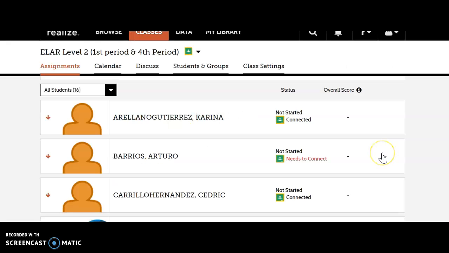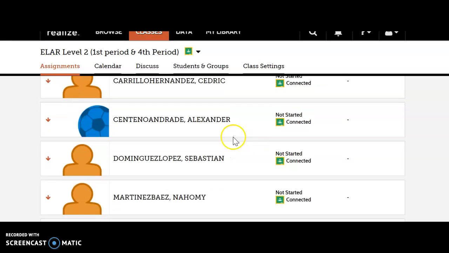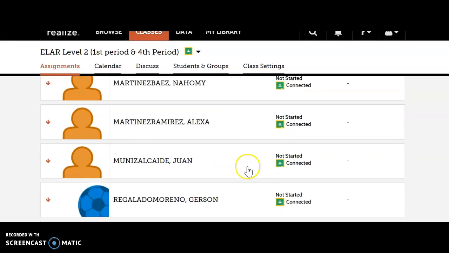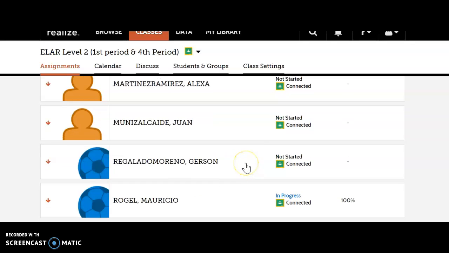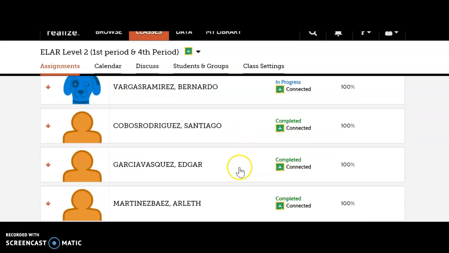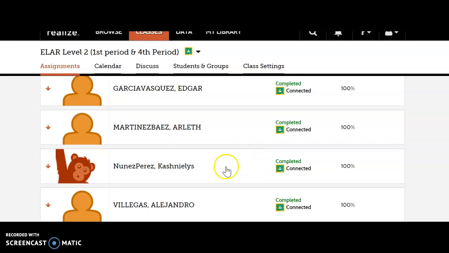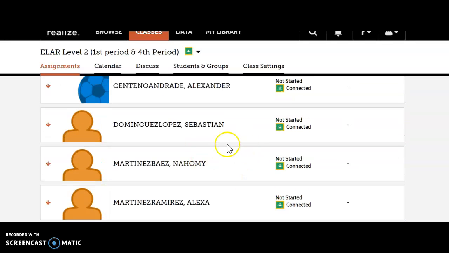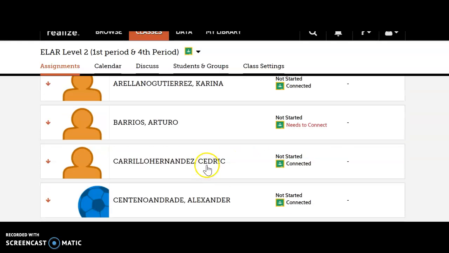So these are the people that need to do the summary. Esas son las personas que necesitan escuchar. Karina, Arturo, Cedric, Alexander, Sebastian, Naomi, Alexa, Juan, Gerson, Mauricio, Bernardo, Santiago, Edgar, Arleth, Kashnelis, and Alejandro. So, estas son las personas que faltan este trabajo, necesitan hacer este trabajo primero, first.